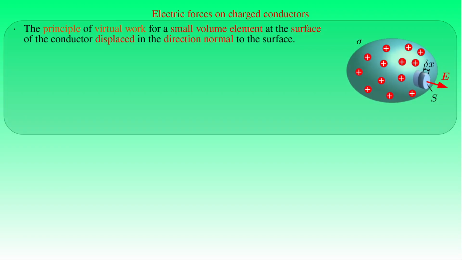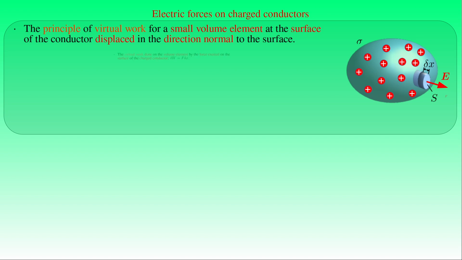We can also deduce the same result for the force on a charged conductor by applying the principle of virtual work. We determine the virtual work done while an infinitesimal volume element of the conductor at its surface is displaced in the direction normal to the surface. The cylindrical volume element has the base of the surface area S and its height is given by the virtual displacement delta x along the surface normal.